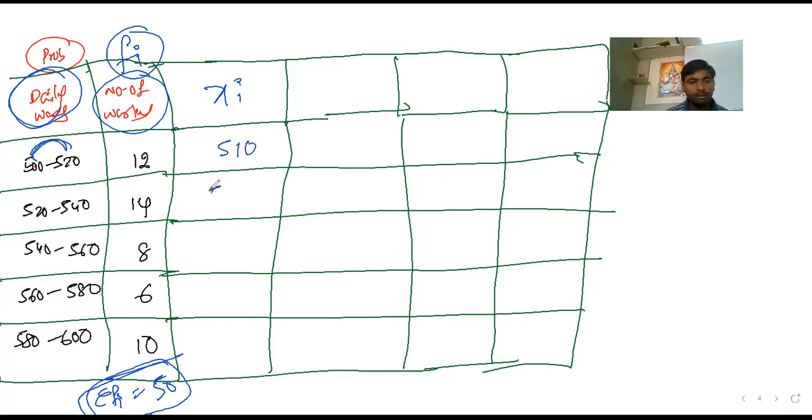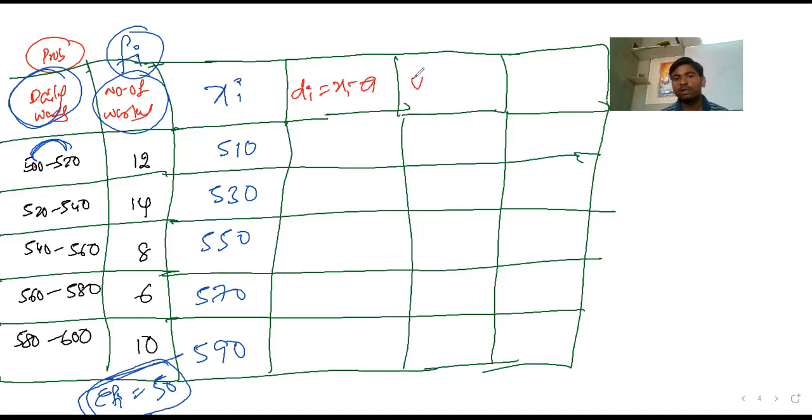510, 530, 550, 570, 590: you got the class marks. After the class mark, how to get di? Di is nothing but xi minus A. And after di, how to get ui? Ui is nothing but di by h. After that, fi into ui. This is what you require to do. You have to go class by class, one by one.